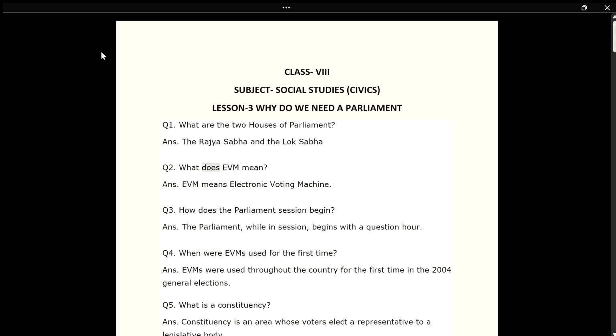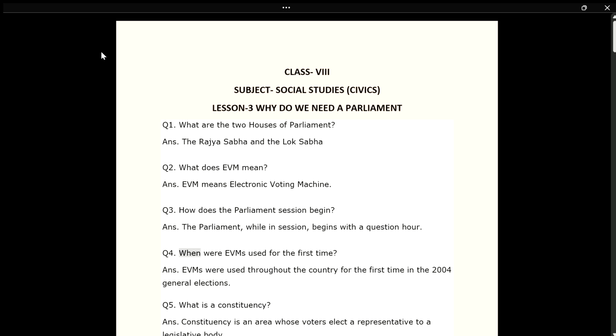Q2. What does EVM mean? Ans. EVM means electronic voting machine. Q3. How does the parliament session begin? Ans. The parliament, while in session, begins with a question hour.